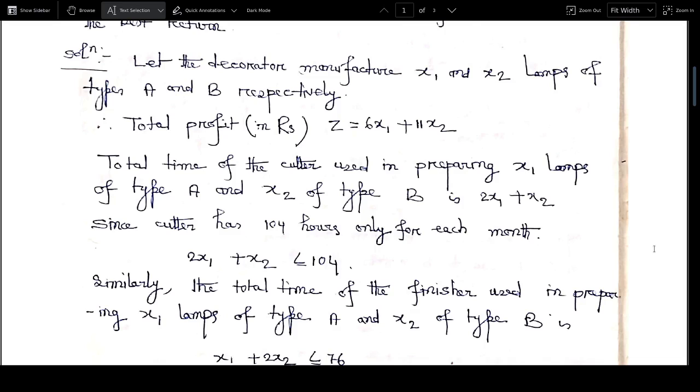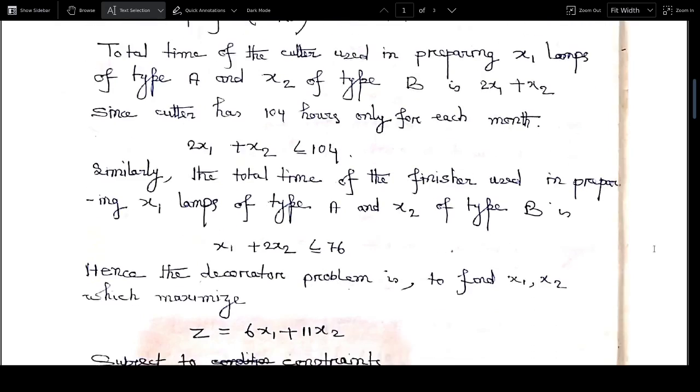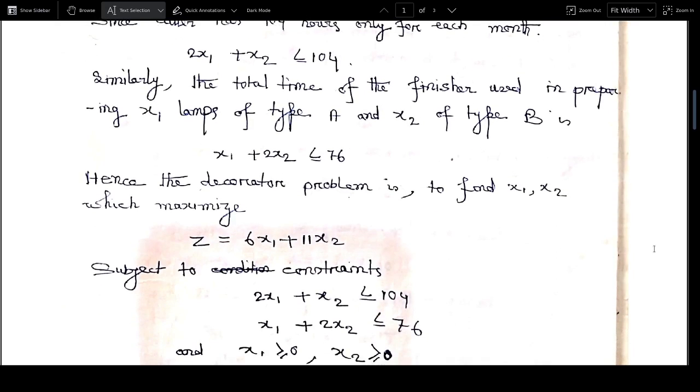Similarly, for the finisher used in preparing x1 lamps of type A and x2 of type B, how many hours are required? You see lamp B requires 1 hour of cutter's and 2 hours of finisher's. So here x1 plus twice x2, and this needs how many hours each month? 76. So less than or equal to 76. Maximum 76 or less.